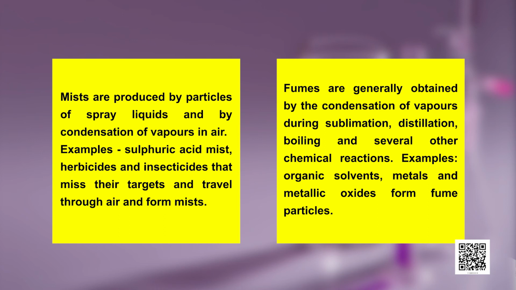Third is mist. Mist are produced by particles of spray liquids and by condensation of vapors in air. Examples: sulfuric acid mist, herbicides, and insecticides that miss their targets and travel through air and form mist.